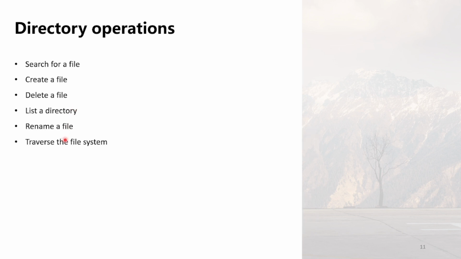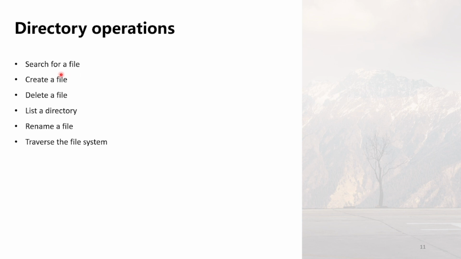Here is a list of common operations that can be performed within a file system's directory structure. These operations are fundamental to file management in operating systems. Here is what each operation typically involves.